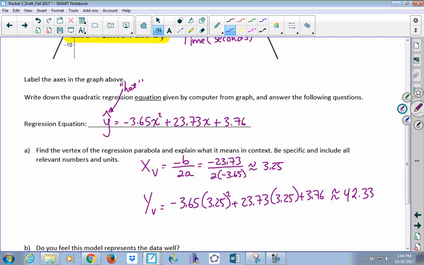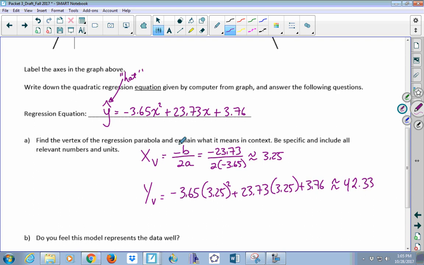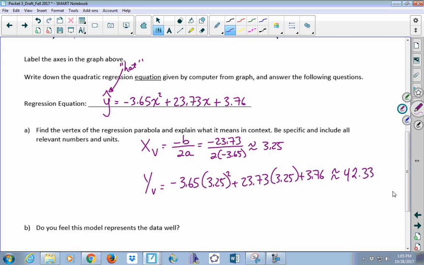Now, I think the answers may say 42.37, but the rounding has to do with how many places you carry out both your x value and also up here in your regression equation. If we put the full regression equation in with more decimal places shown, we probably would get the answer that's in the answer key, but 42.33 is okay.